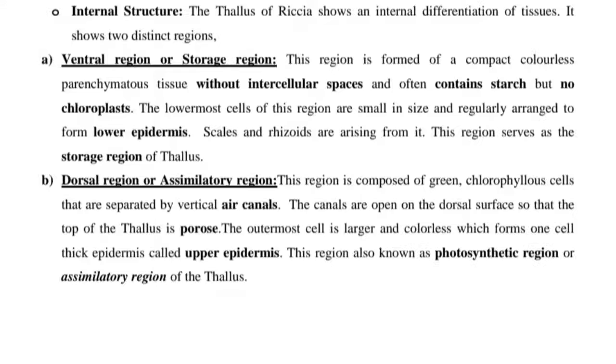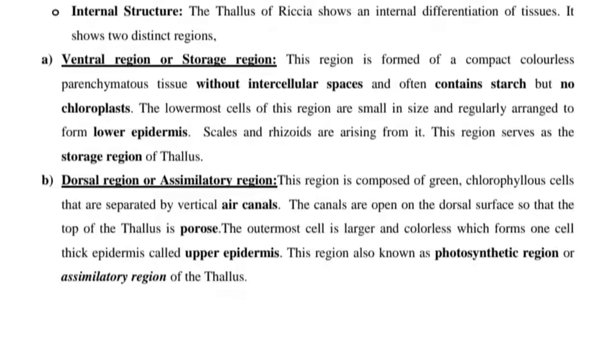Internal structure. The thallus of Riccia shows an internal differentiation of tissues. It shows two distinct regions. A. Ventral region or storage region. This region is formed of compact, colorless parenchymatous tissue without intercellular spaces and often contains starch but no chloroplasts. The lowermost cells of this region are small in size and regularly arranged to form the lower epidermis. Scales and rhizoids arise from it. This region serves as the storage region of the thallus.